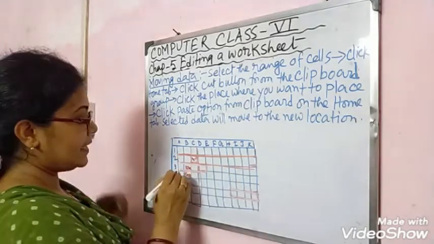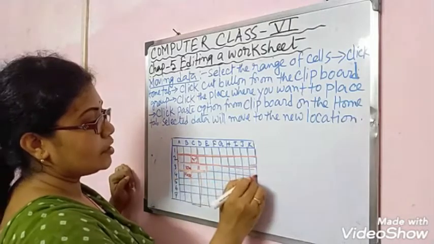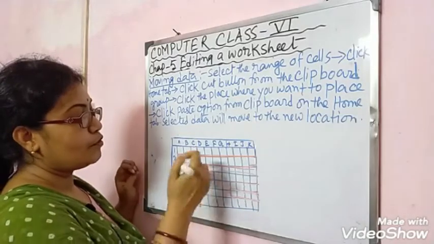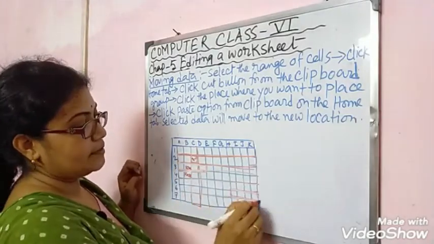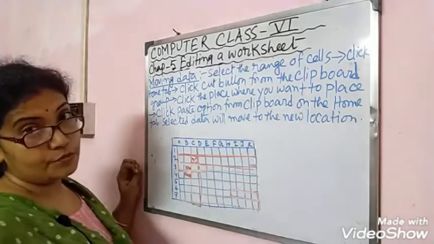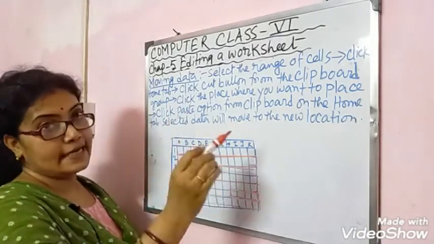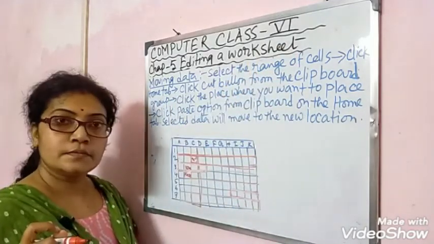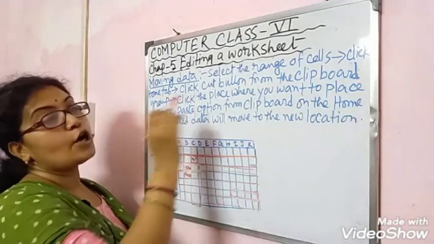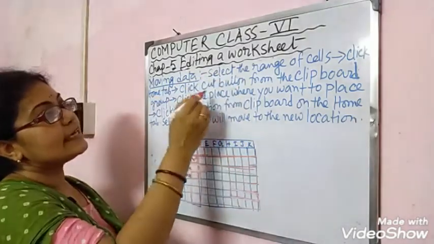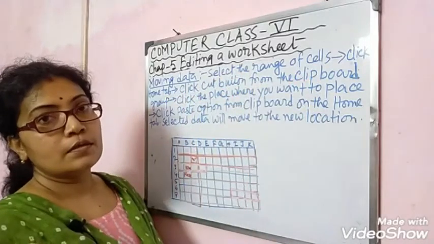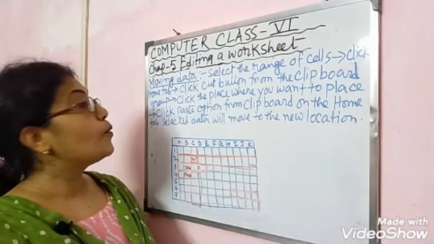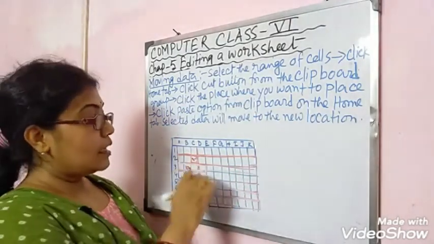Suppose I want to select this particular row. We are shifting this row from here to there. Now what will you do? First, select the range of cells. Then click the Home tab. Then click the Cut button from the Clipboard. Click the place where you want to place the cut portion.